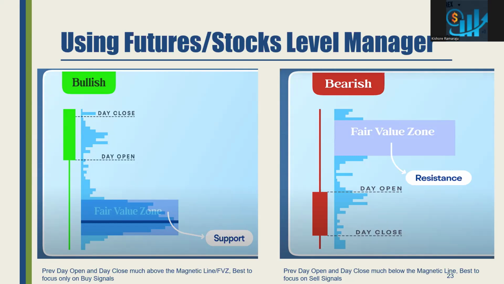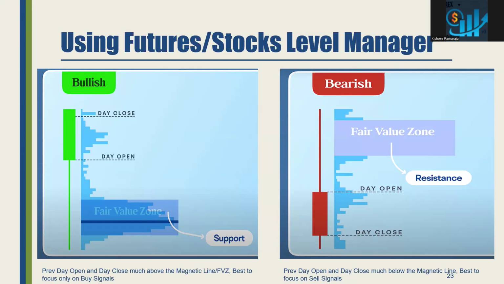That means buyers took control for the whole day and buyers can continue the trend the next day also. For example, if you see any ticker that opened much above the magnetic level and closed above the magnetic level, there is a high possibility for the stock to go up in the same direction the next day also. In the same way, bearish: if a price opens below the magnetic level and closes below the magnetic level, there is a high possibility for the price to stay in the same direction the next day also.